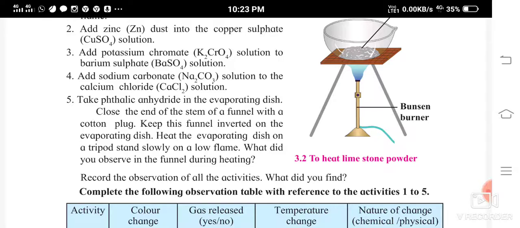Heat the evaporating dish on a tripod stand slowly on a low flame. So now you are going to heat this phthalic anhydride. What are you going to observe in the funnel during heating? See, this is phthalic anhydride, C8H4O3. In the presence of oxygen, you are going to heat it. So what is going to happen? It's going to get converted into carbon dioxide and water.